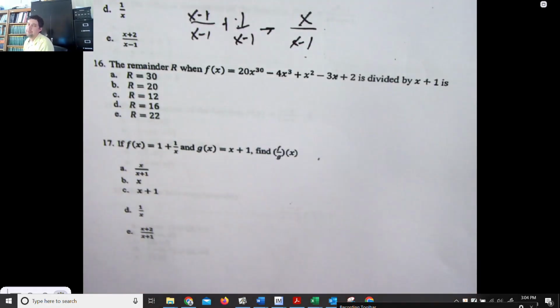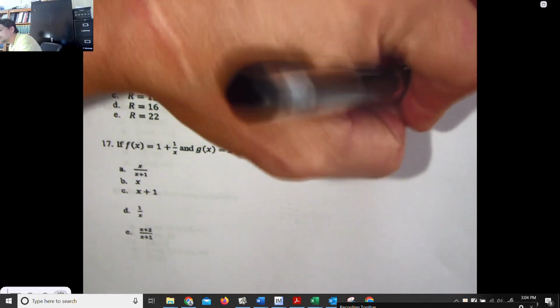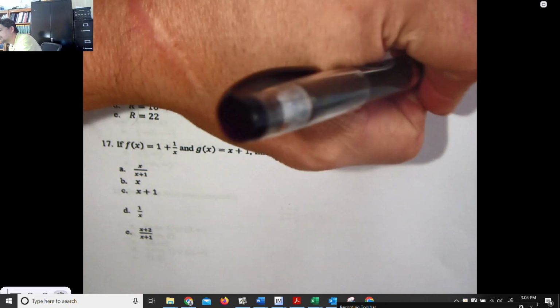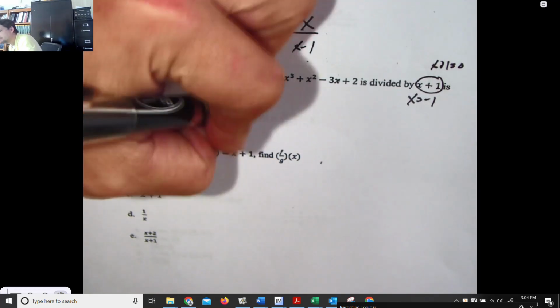16. The remainder r when f of x is 20x cubed minus 4x cubed plus x squared minus 3x plus 2 is divided by x plus 1 is, you'd be very tempted to do synthetic division, but you don't need to. This literally means that x is negative 1, right? X plus 1 is 0. We're just going to find f of negative 1.